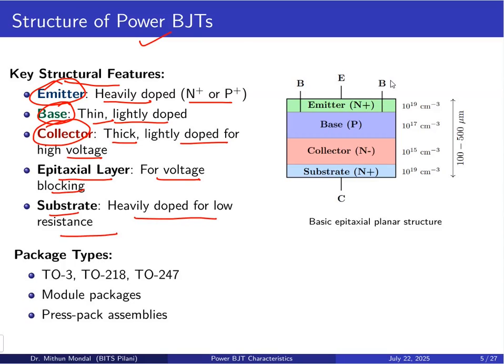Here you can see the basic epitaxial planar structure of a BJT, and the emitter, base and collector are shown, which is in the NPN mode. There is a substrate which is heavily doped for low resistance. The thickness of this BJT is in and around 100 to 500 micrometers. Some of the important package types are TO-3, TO-218, TO-247. These are industrial packages, where modules and press-pack assemblies are present.